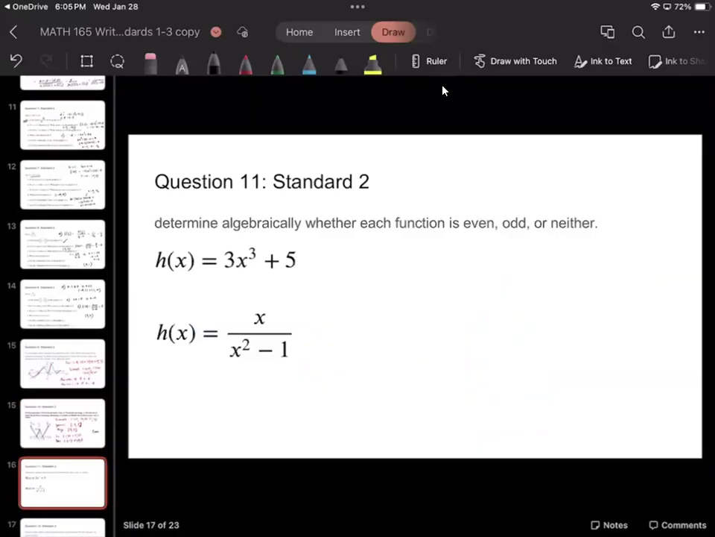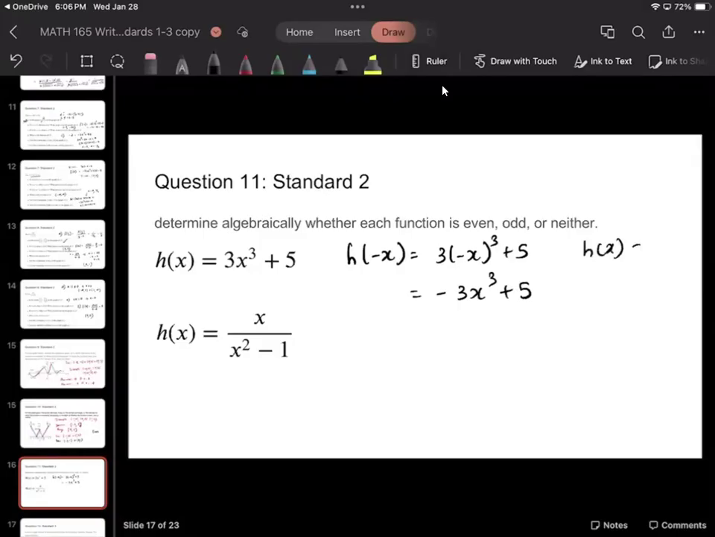Determine algebraically whether even or odd. In order to do that, we first evaluate h of negative x. So we replace every x with negative x and see what happens. So this becomes negative 3x cubed plus 5. Then we compare. h of x is not equal to h of negative x, which means it is not even. And h of negative x is not equal to negative h of x either, because if that was the case, the positive 5 should have become negative 5. So this is not odd either. So my conclusion here is this function is neither odd nor even.